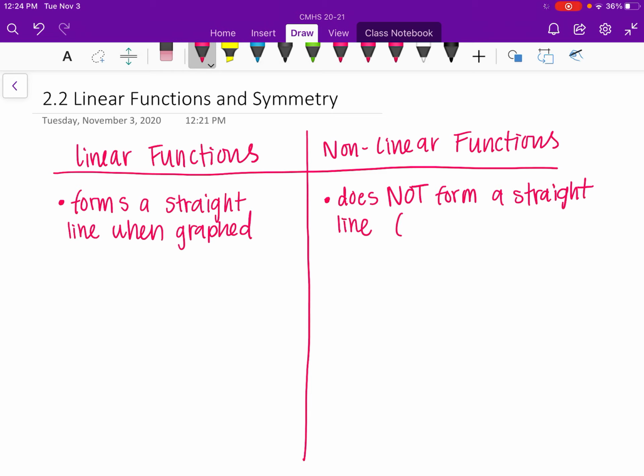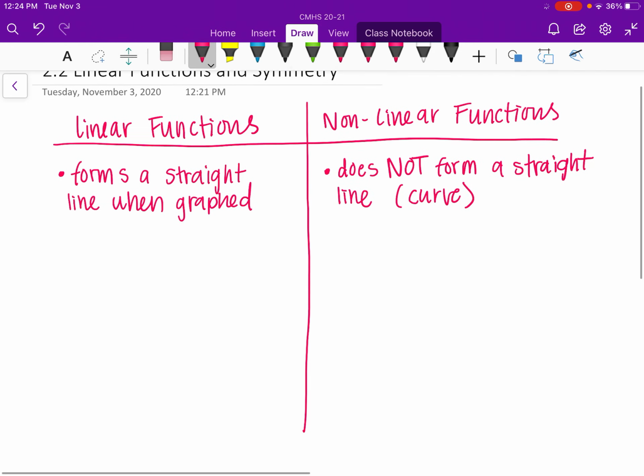So that means this is going to be something like a curve. It's not straight, it's a little bit bent. So I just put curve in parentheses there. So on the left, a straight line. On the right, not a straight line.